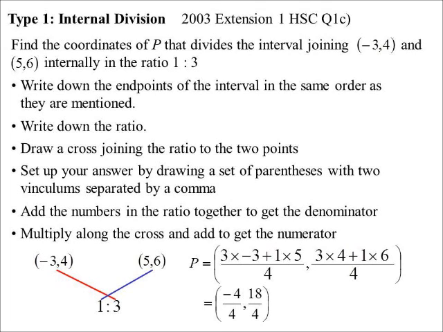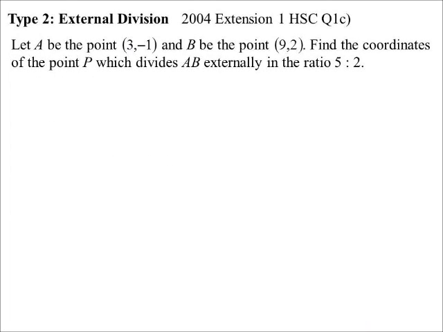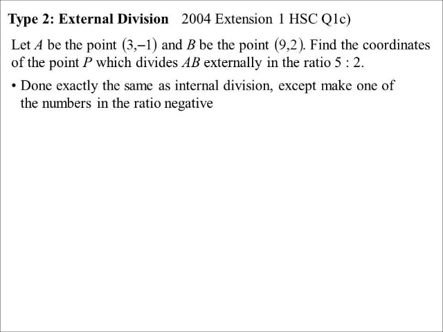Oh, that simplifies down. There it is. -1, 9 on 2. Well, how do you do an external division? What if that point's on the outside? Well, basically I do exactly the same thing. Okay, so I'm going to write down the points, 3 minus 1 and 9, 2.